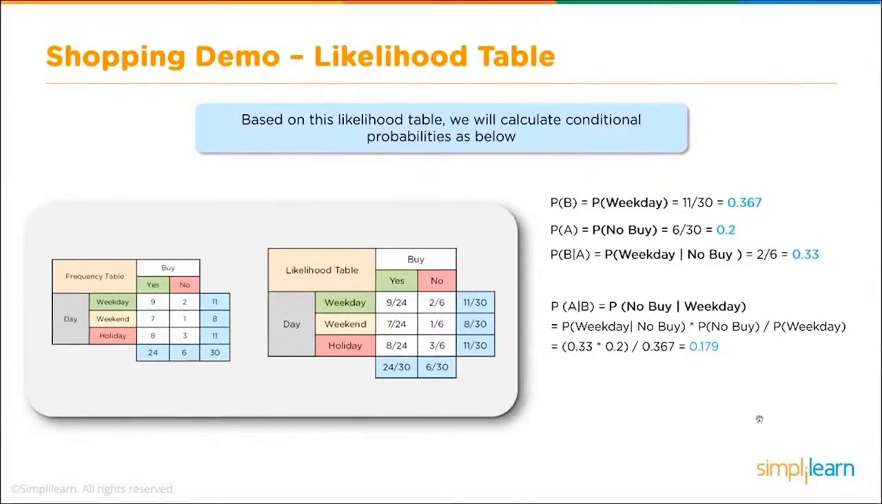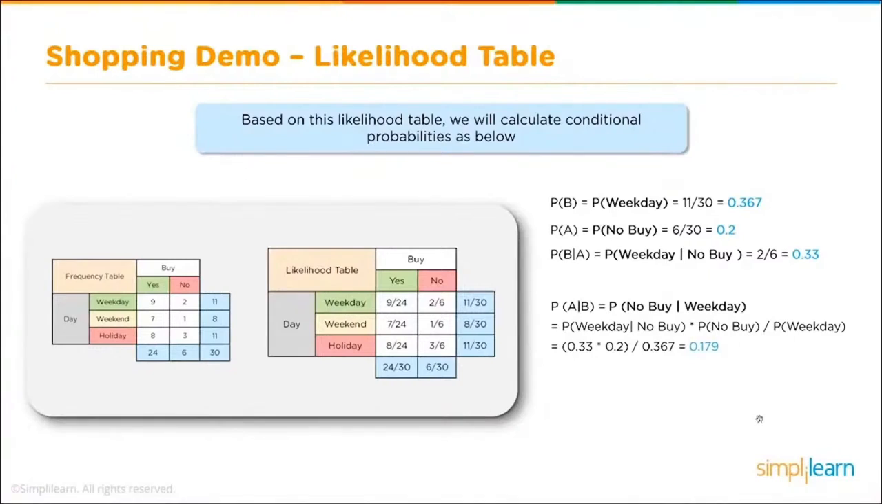So 2 out of 6 of our no purchases were made on the weekday. And then finally we take our P of AB. If you look, we've kept the symbols up there. We got probability of B, probability of A, probability of B if A. We should remember that the probability of A if B is equal to the first one times the probability of no buys over the probability of the weekday.